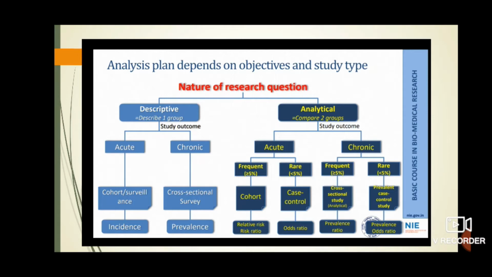We would be requiring the relative risk, the risk ratio. And if it is a rare and acute disease, we would have done a case control study and we will have to find out the odds ratio. And if it is a chronic and frequent condition, we would have used a cross-sectional study and we will find the prevalence ratio. If it is a rare chronic disease, we would be doing a prevalent case control study and we will find out the prevalence odds ratio.